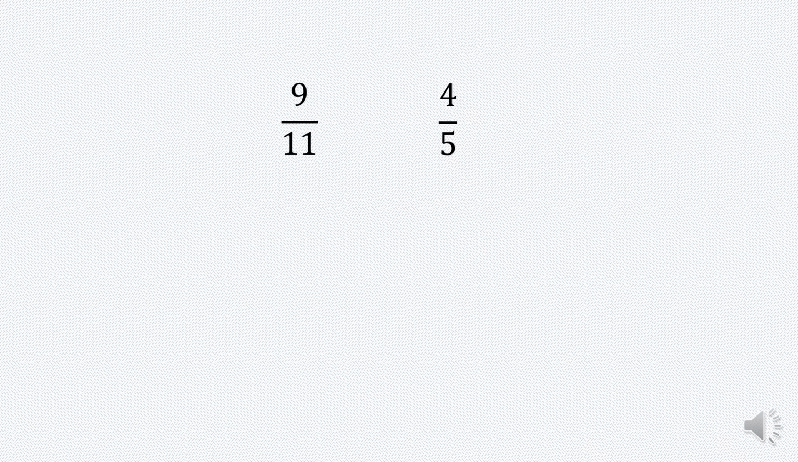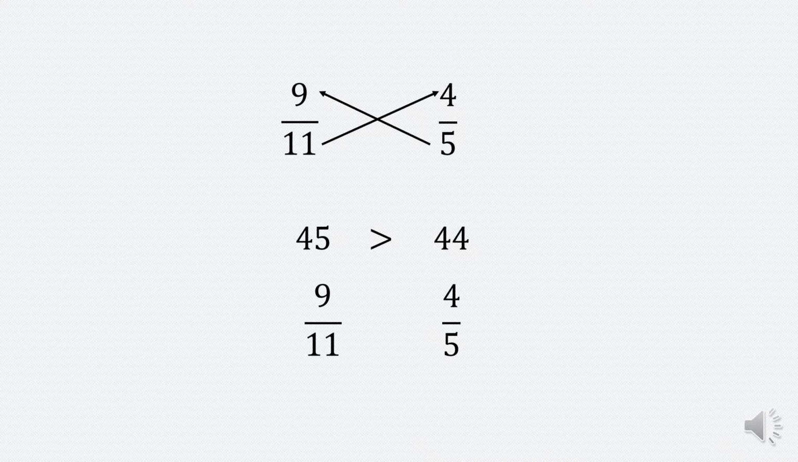So let's look at another example. 9 over 11 and 4 over 5, which is bigger? Take the denominator of one fraction and multiply with the numerator of the other fraction and write the result on the numerator side, right? So 5 times 9, that's 45, write it there. 11 times 4, that's 44, write it there. So 45 is bigger than 44. So 9 over 11 is bigger than 4 over 5. It's as simple as that, right? Let's look at another example under this.